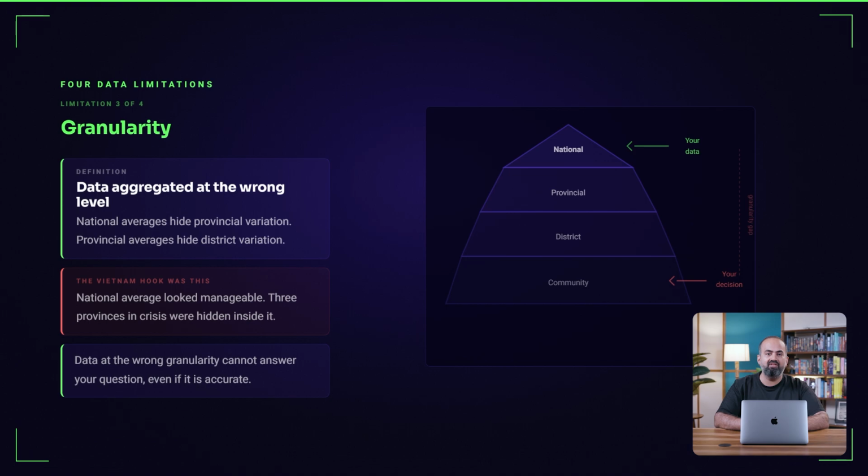Limitation 3. Granularity. This is about level of detail and what went wrong in the hook story. National averages hide provincial variation. Provincial averages hide district variations. District averages hide community variation. If your decision needs to target a specific level of geography or population, you need data broken down to that level. Data at the wrong granularity cannot answer your question, even if it is accurate.